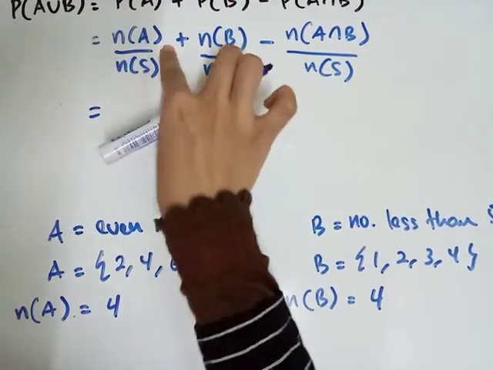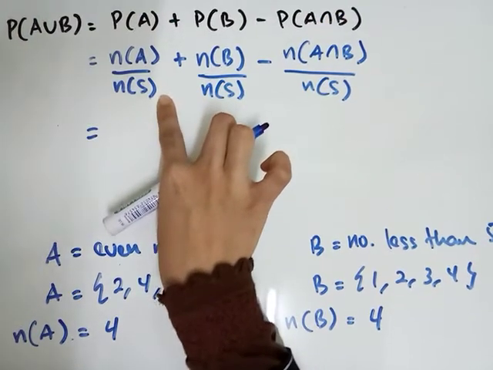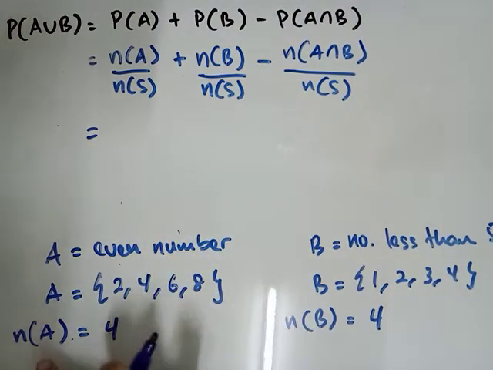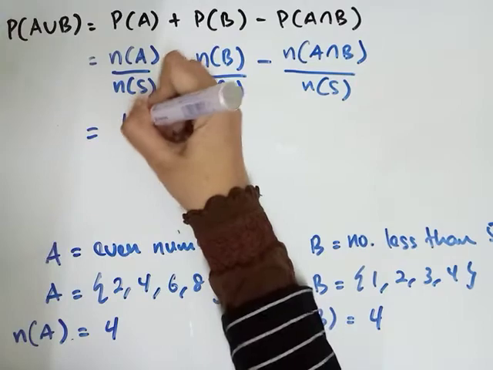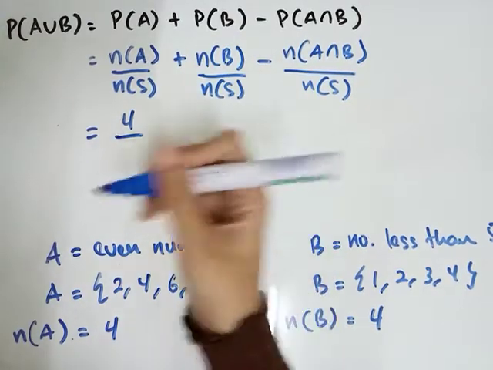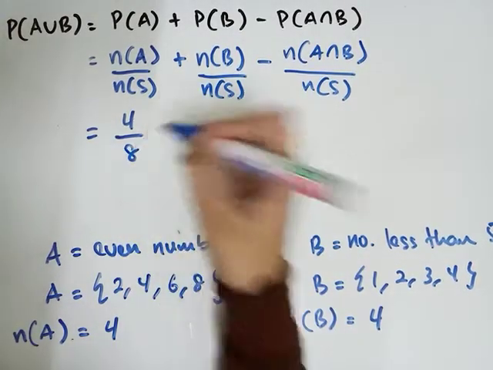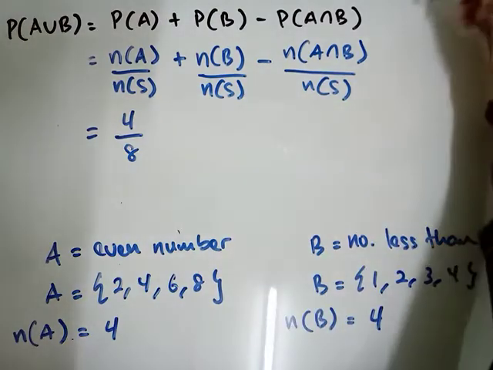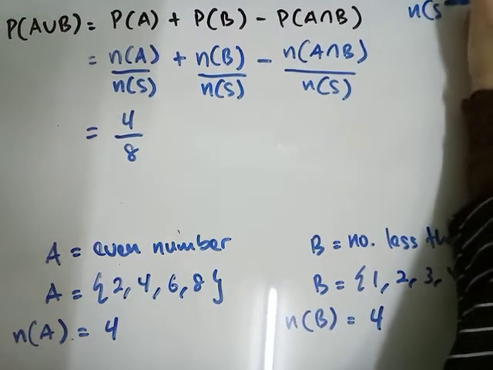So, we know that NA over NS. Okay, boleh nampak lah. NA over NS. We know that NA is 4. Over NS tadi, kita dah calculate tadi, 8. Okay, saya letak kat tepi ni. NS equals to 8.